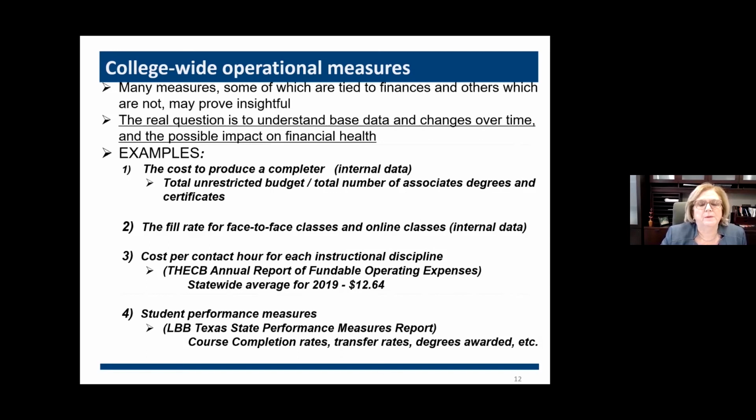Looking at that over time is meaningful, and it can show you that your unrestricted budget is growing or not, but it can also show you that perhaps your number of associate degrees and certificates is dropping, and so it makes it look like you're paying more per degree when actually your costs aren't going up, but you're just not doing very well in your associate degrees and certificates. But looking at numbers in different combinations can also incite a meaningful conversation.